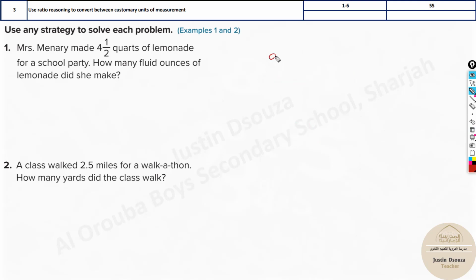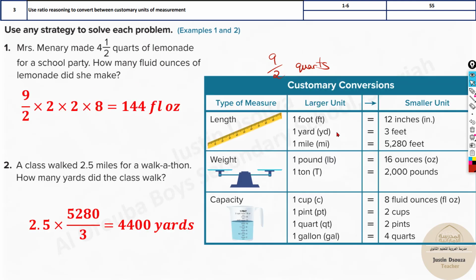So let's write 9 by 2. Now 9 by 2 what? Quarts she has. How many fluid ounces? If we go back to the table, we will know fluid ounces is less, so you need to make it more. Multiply. See over here the conversion factors. 1 quart is how much? You need fluid ounces, which is very less. So 1 quart needs to be multiplied by 2 pints.